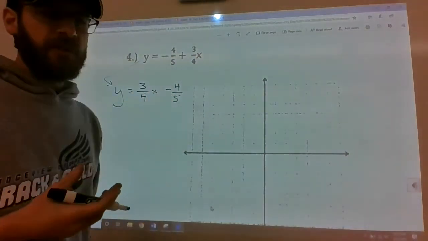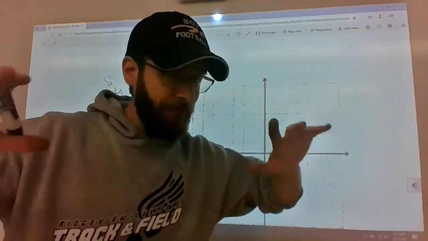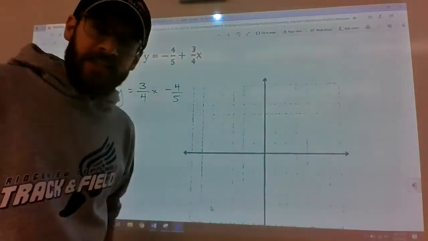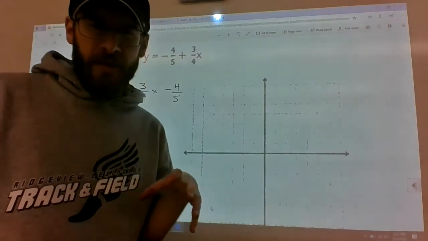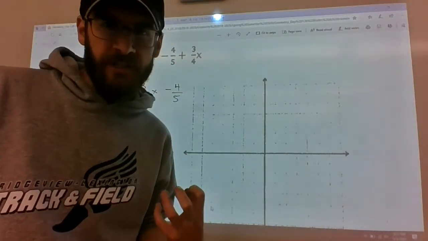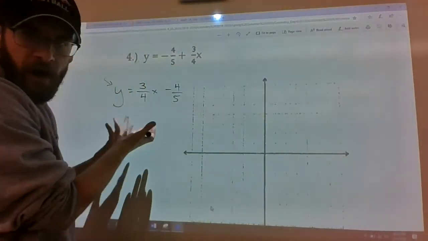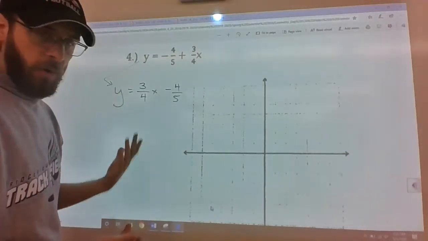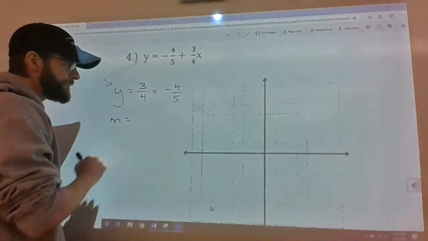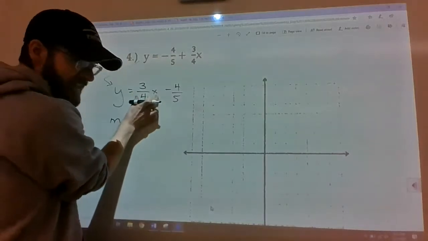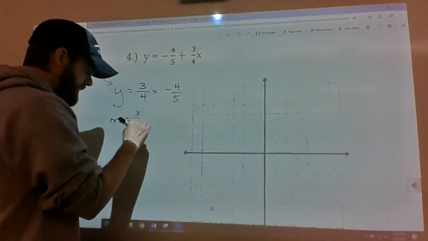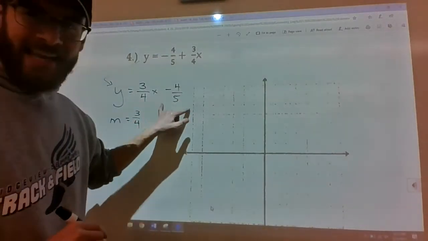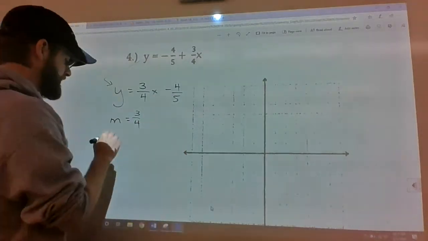Now, sometimes students are like, oh, find a common denominator. We got fractions all over the place. That's totally unnecessary and probably going to be counter to what you want to do. y is by itself. So, we have the slope. It's 3 over 4. It's the thing attached to x. And then the starting point is negative 4/5.